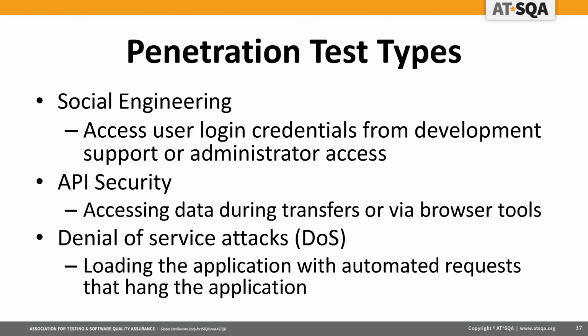What are some different penetration test types? First, there's social engineering. This is accessing user login credentials from development support or administrator access. API security is accessing data during transfers or via browser tools. Denial of service attack. This is loading the application with automated requests that hang the application.